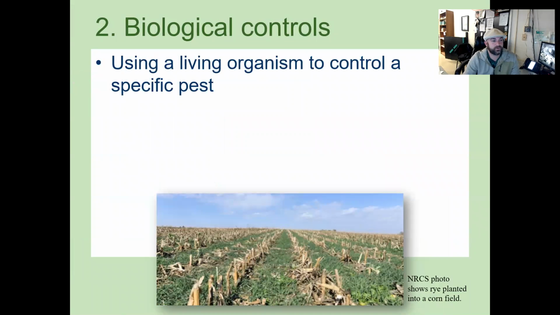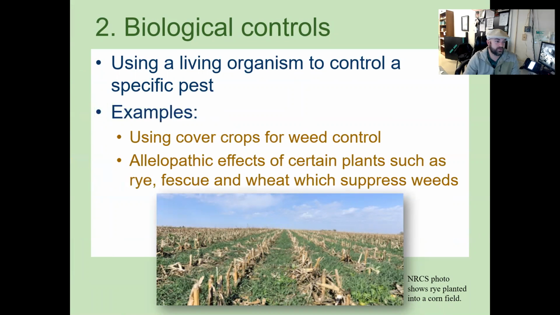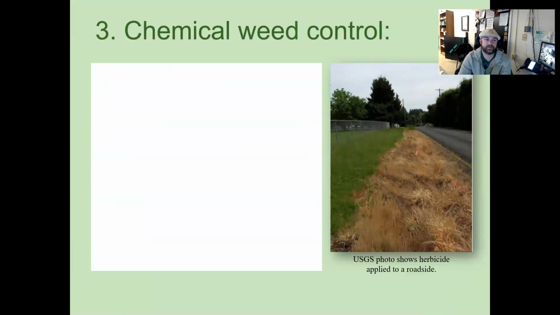So biological controls, using a living organism to control a specific pest. Examples of this would be using cover crops for weed control, allelopathic effects of certain plants such as rye, fescue, and wheat, which suppress weeds. So switching your crops out is usually a really good way of reducing your crop issues. And then using different types of plants can actually reduce your weed populations as well.